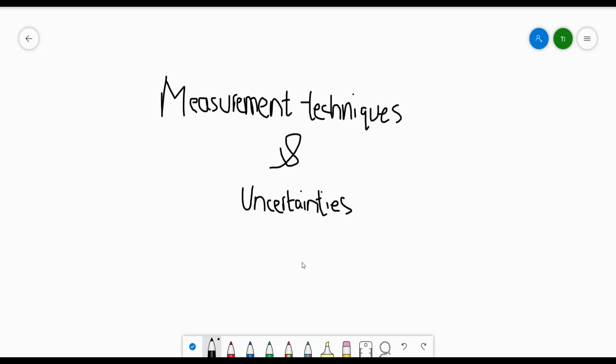Today we'll be covering the measurement techniques and uncertainties from the A-level physics syllabus. This is part of the AS portion, and I hope you all understand.